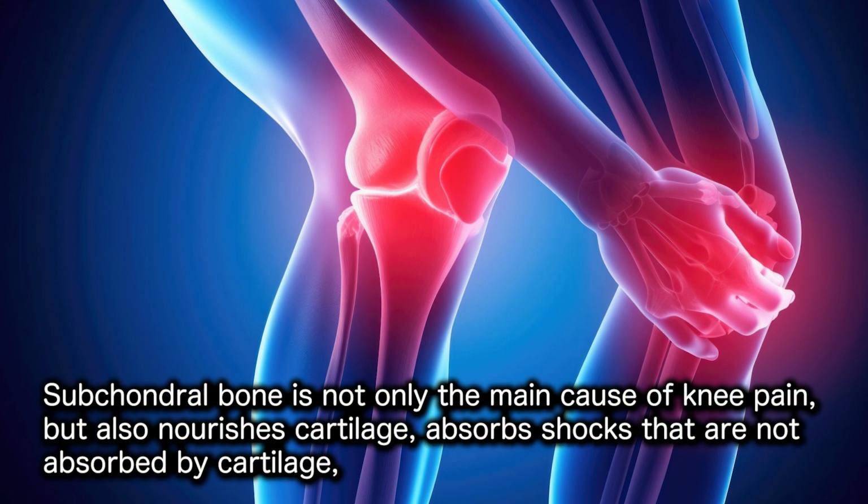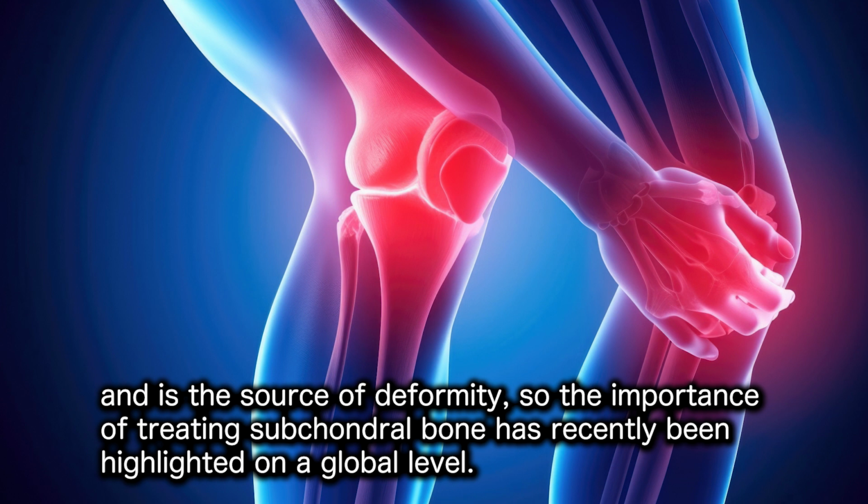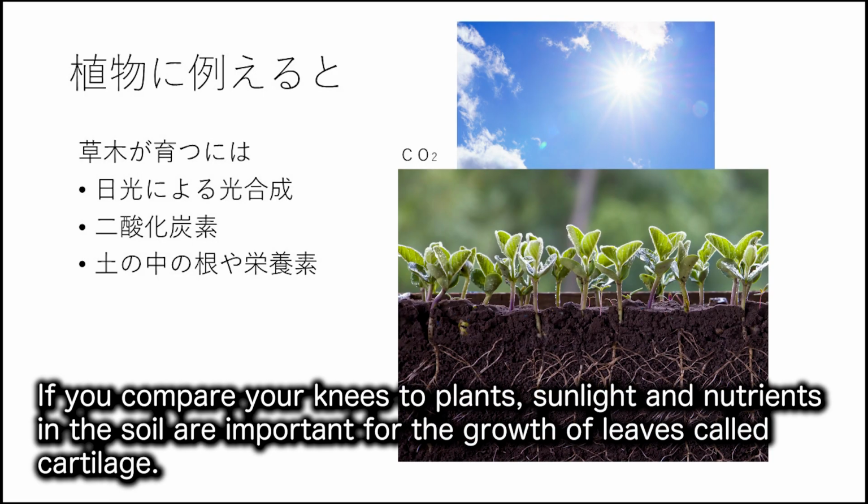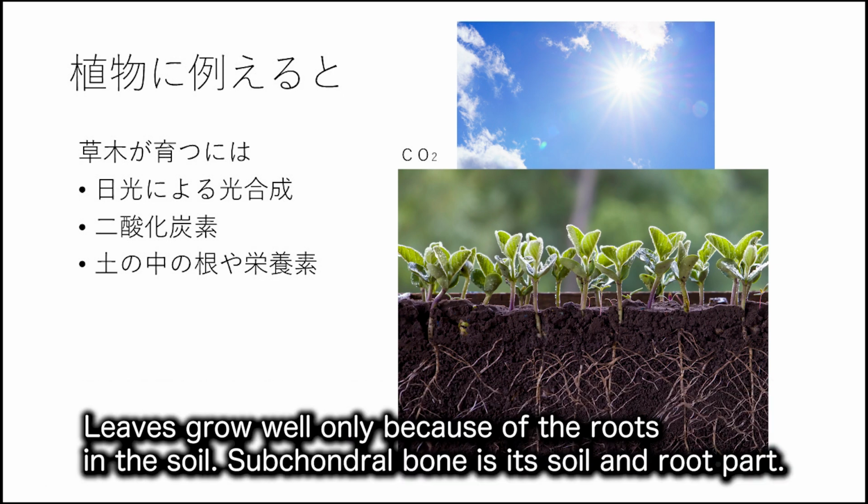Subchondral bone is not only the main cause of knee pain, but also nourishes cartilage, absorbs shocks that are not absorbed by cartilage, and is the source of deformity. So the importance of treating subchondral bone has recently been highlighted on a global level. If you compare your knees to plants, sunlight and nutrients in the soil are important for the growth of leaves called cartilage. Leaves grow well only because of the roots in the soil. Subchondral bone is its soil and root part.